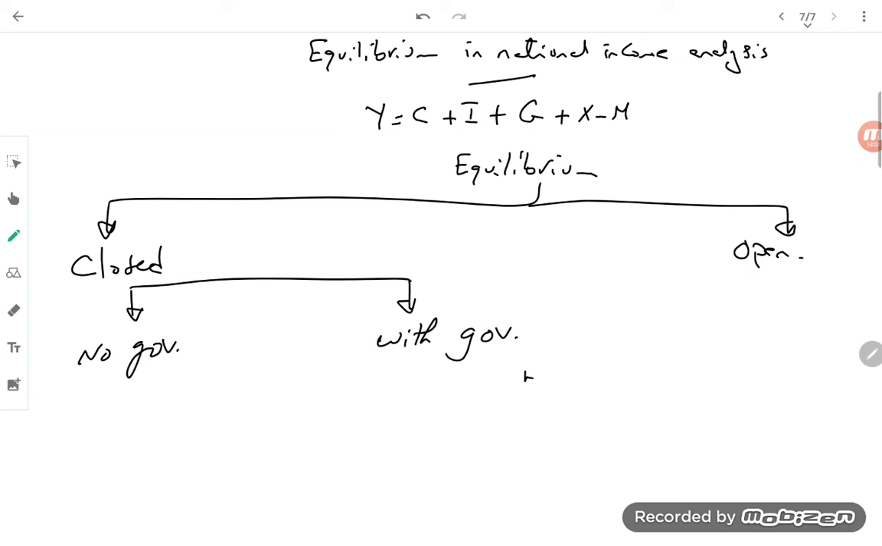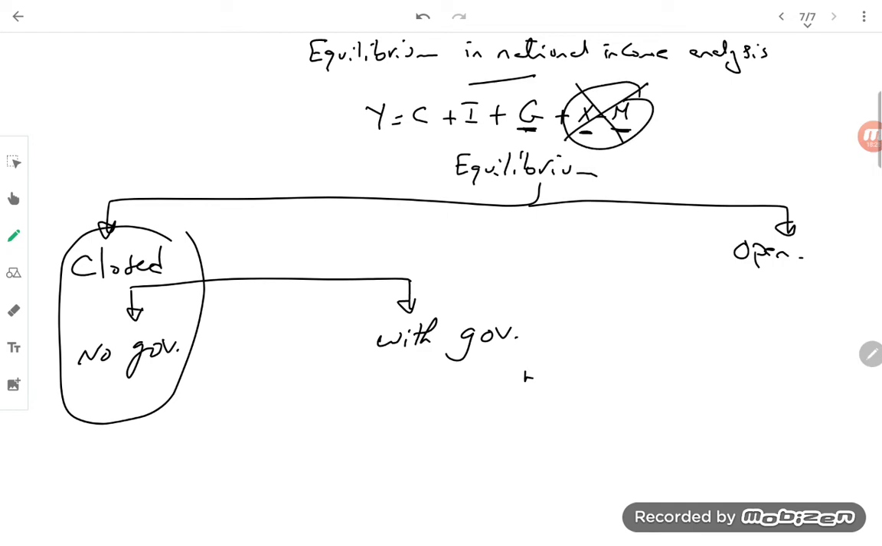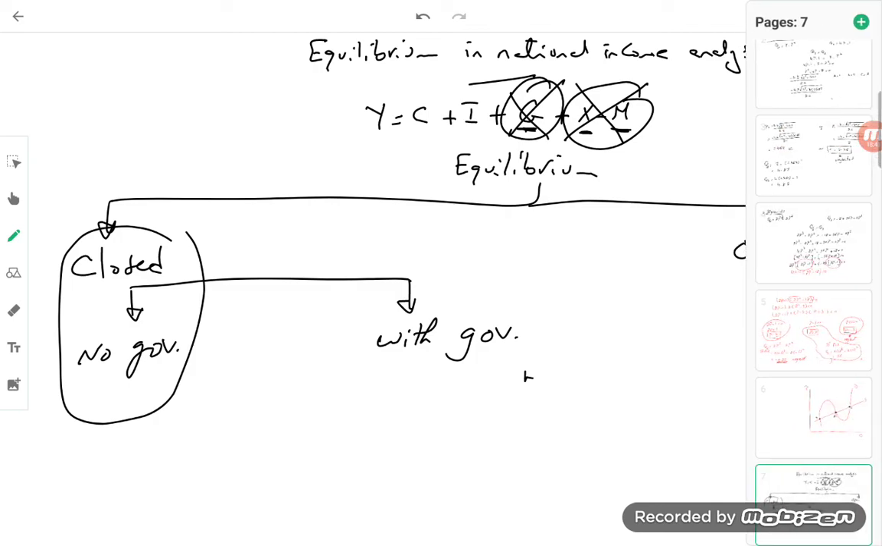So let's start with the simplest form, which is a closed economy with no government. In this case, there is no G, there is no X, and there is no M. As this economy is a closed economy, there is no export or import. And number two, as there is no government in this economy, there is no government expenditure. So this model just includes consumption and investment. So now we would like to find equilibrium in case of a closed economy with no government.